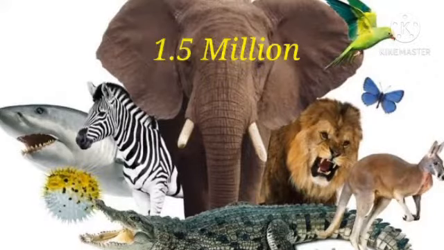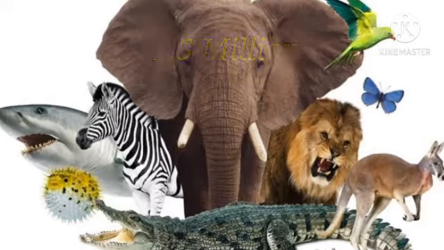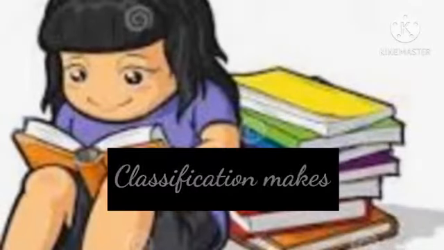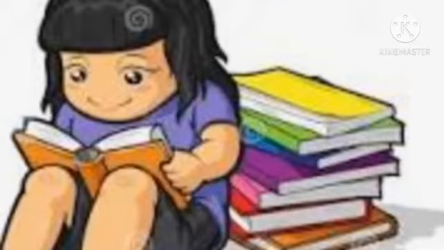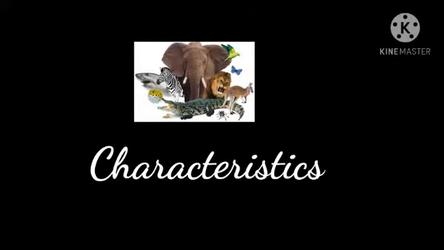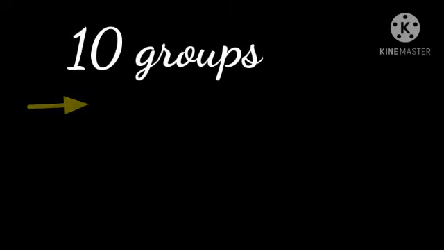Well, 1.5 million animals exist on this earth, and to study each is very difficult. So here, classification makes our study easy. To help us classify animals, scientists have chosen a few characteristics among the animals, based on which they have divided Kingdom Animalia into smaller groups, phyla. There are 10 groups.